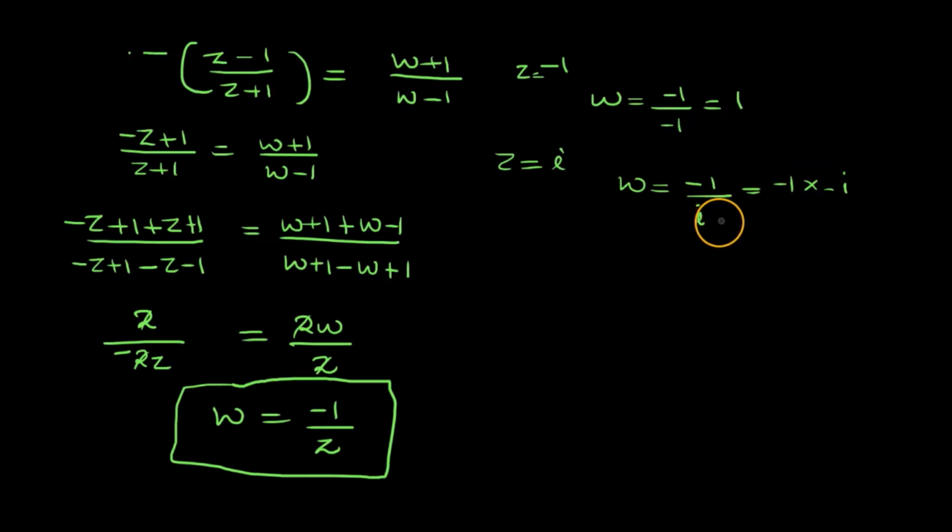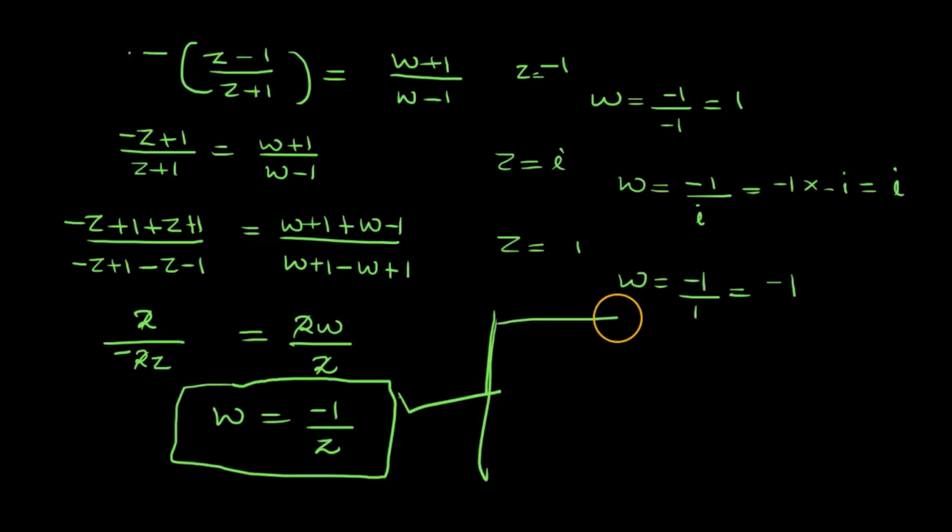Taking the conjugate multiplication, minus 1 into minus i is plus i. So, i maps to i. Now, z is equal to 1, w is equal to minus 1 by 1, minus 1. So, minus 1, i, 1 maps to 1, i, minus 1. So, this is the required transformation: w is equal to minus 1 by z.